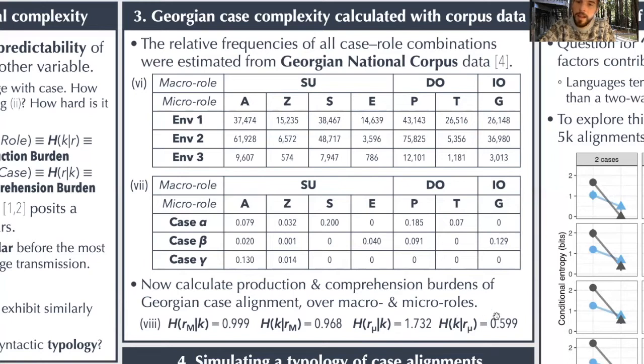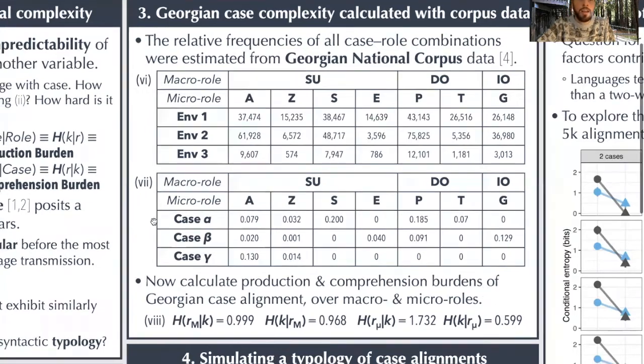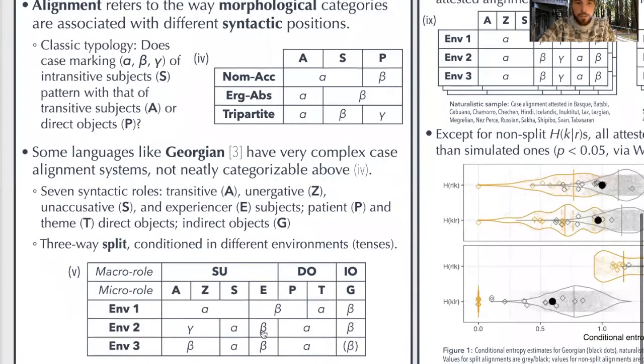And then I think it makes sense that this value, the production burden, given an intended micro role, so whether we're dealing with an unaccusative subject or a thematic direct object, is not as challenging as thinking about the macro role. Because if we look back at this table, there are a lot of micro roles that are always inflected the same way. Like in the S column, those are all inflected in the alpha case. The G's, the indirect objects, are all in the beta case, and so on.